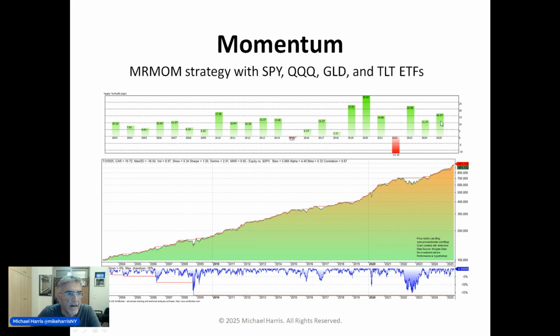Year to date, about 16.6% to the end of this week, July 3rd, 2025. Maximum drawdown is 16.5%. So this is the momentum strategy we use. We try to take advantage of momentum dynamic in price action for these ETFs.